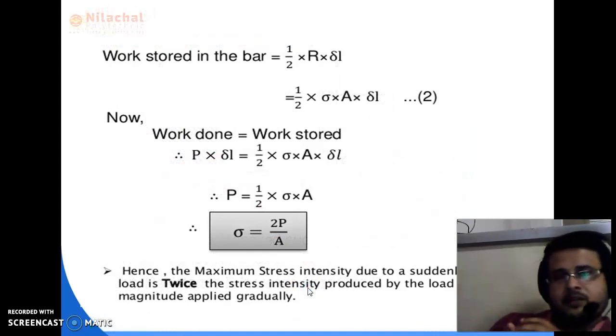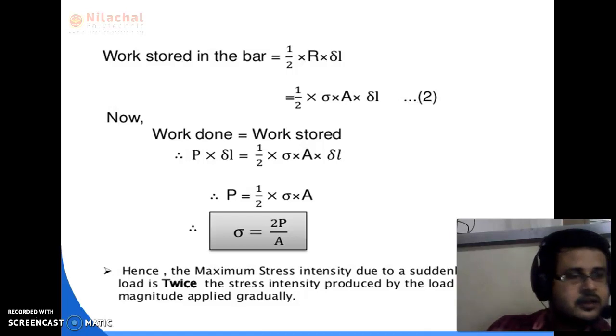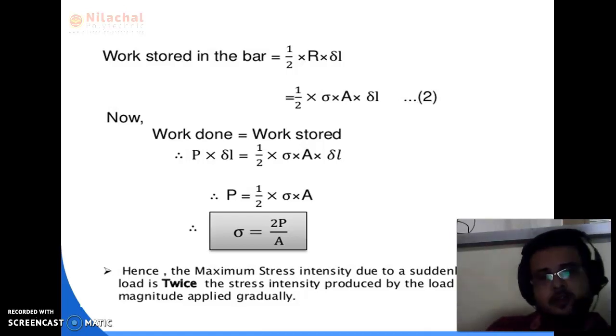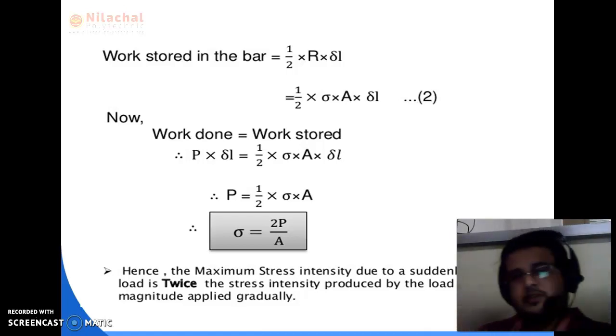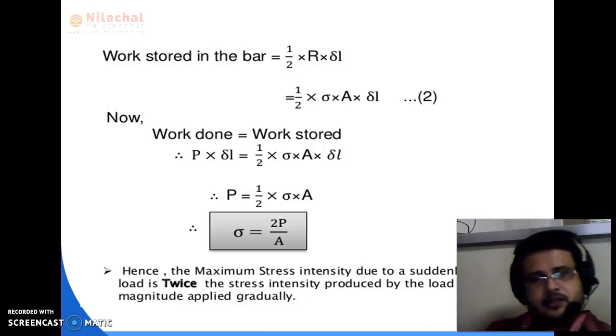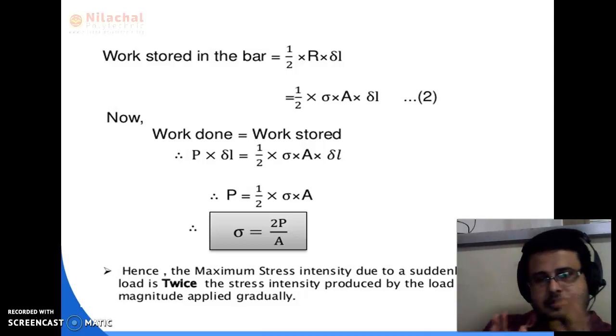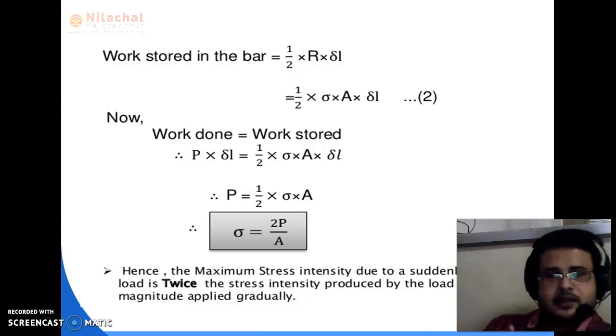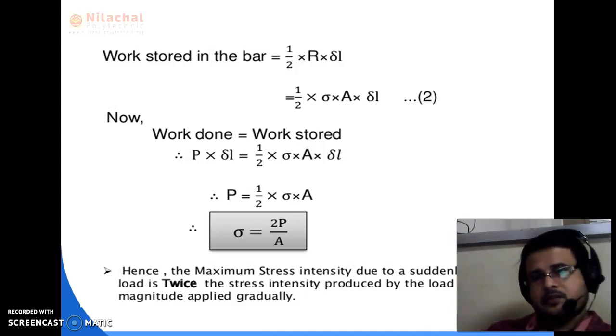If we are going to calculate the stresses produced in the bar due to suddenly applied load, then during that time we have to calculate the equation between the strain energy induced in the bar and the work done by the suddenly applied load.